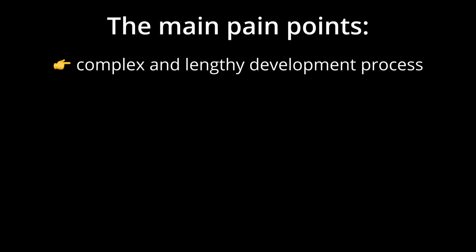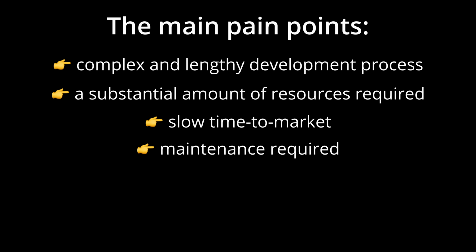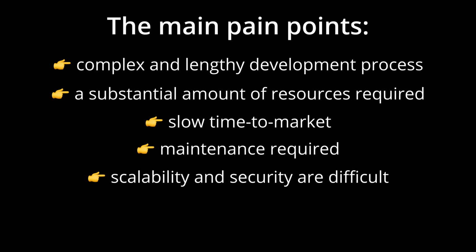So, the main pain points of building your backend manually are as follows. It's a complex and lengthy development process. It takes a substantial amount of resources. It has slow time to market. The maintenance is required, and scalability and security are difficult.